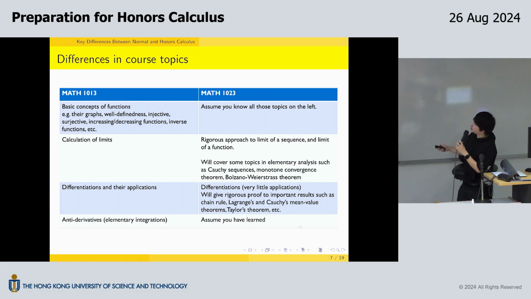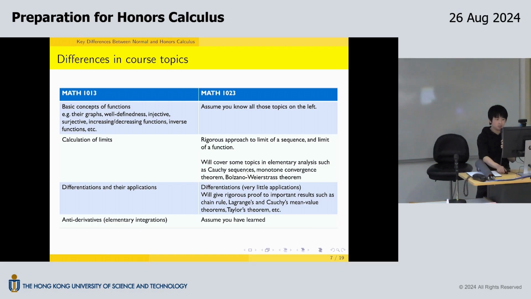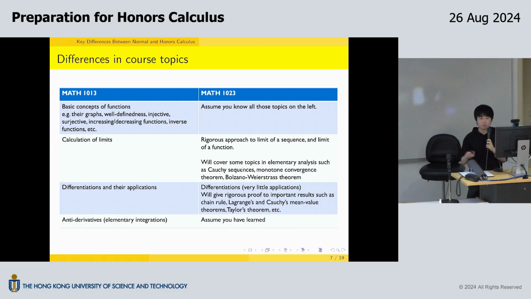Okay? And for the differentiation part, we will also learn rigorous proofs of important results, such as the chain rule, which you will take for granted in the normal calculus course. But in the honor calculus course, you will prove the chain rule from scratch using epsilon delta language. You will also prove the Lagrange mean value theorem, the Cauchy's mean value theorem and Taylor's theorem, also from scratch. Okay. So let me elaborate these key differences more by examples.